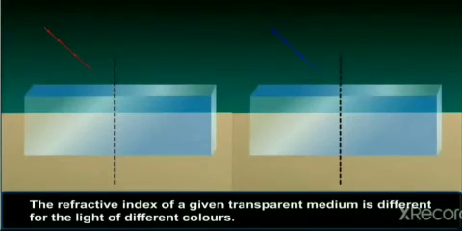4. Dependence of angle of deviation on the color or wavelength of light. The refractive index of a given transparent medium is different for light of different colors.